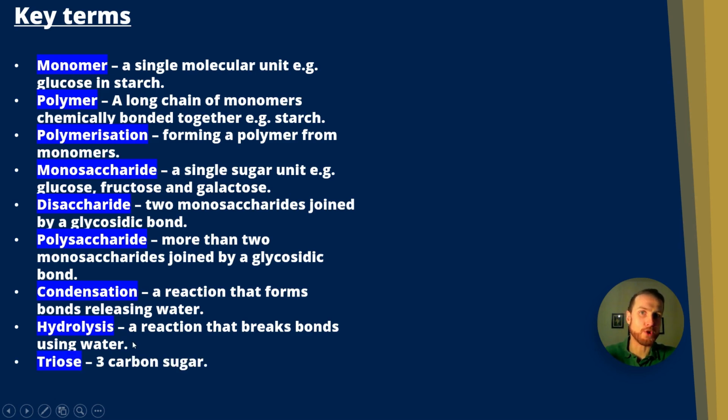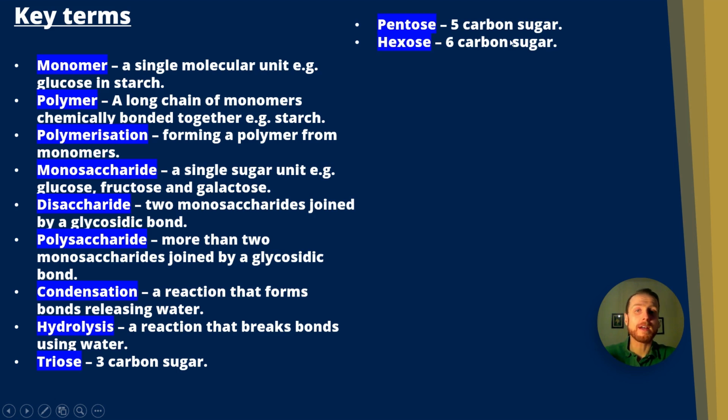Triose is a 3-carbon sugar. Think about a tricycle having three wheels. Pentose is a 5-carbon sugar. Think about a pentagon having 5 sides. Hexose is a 6-carbon sugar.